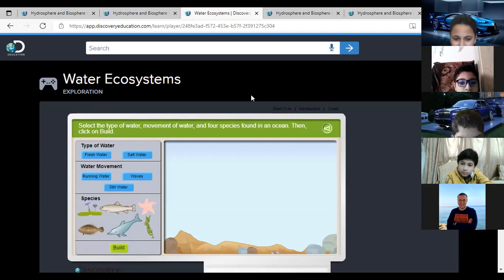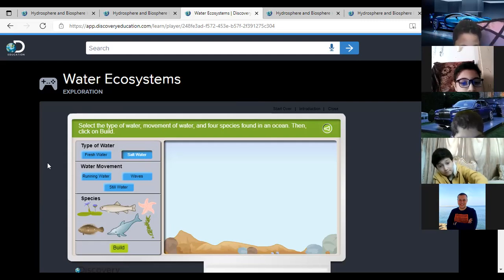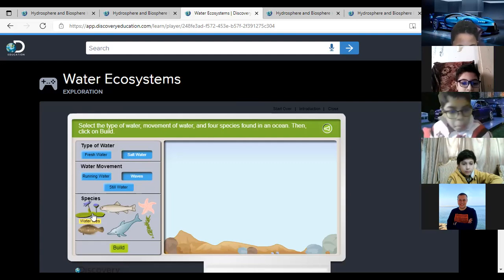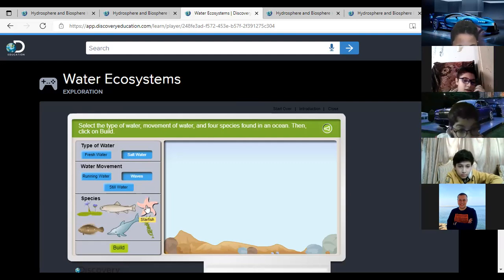So, which type of water is in the ocean? Fresh water or salt water? Salt water. Salt water. What about the water movement in the ocean? Is it running water or still water or waves? Waves. Waves, great. What are the animals or the species that we can find in the ocean? This is water lilies, trout, sea star or starfish. This is called flounder, dolphins, and kelp. Choose carefully. We need 4 types of organisms.